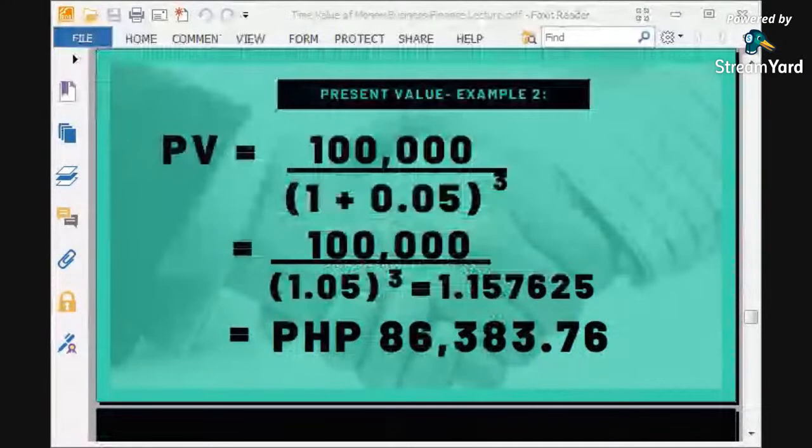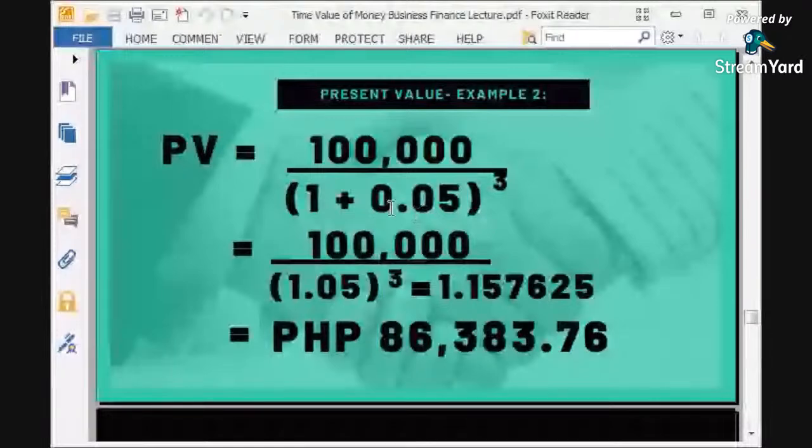Okay. So using the formula, we want to know the present value from the future value of 100,000 pesos over 1 plus the percentage, 5%. Okay, default talaga yung 1. So we will convert it to decimal. 5% is 0.05. Okay, raised to 3 years. Pag inadd natin to, 1.05 cubed is equals to 1.157625. Okay, so 100,000 over 1.157625 is equals to 86,383.76.